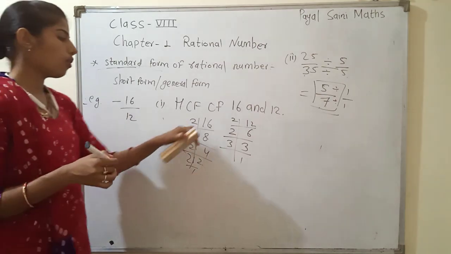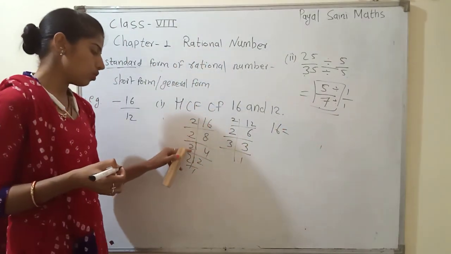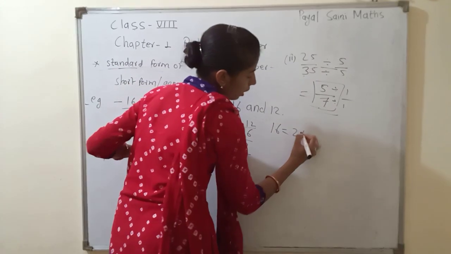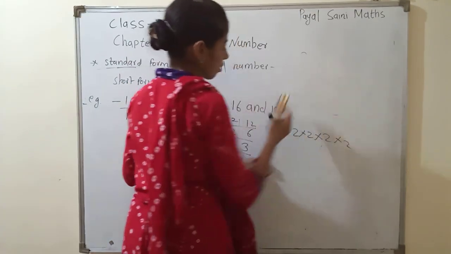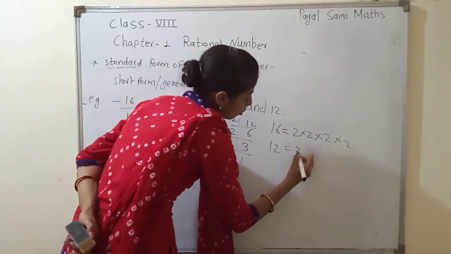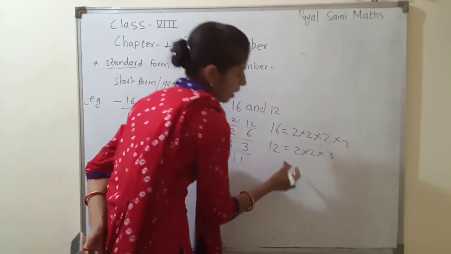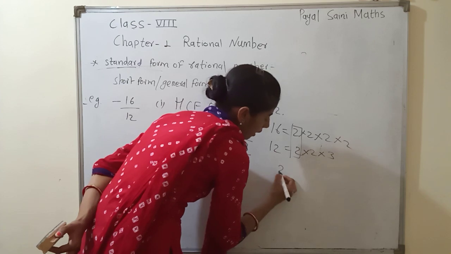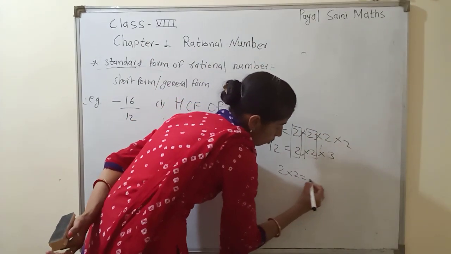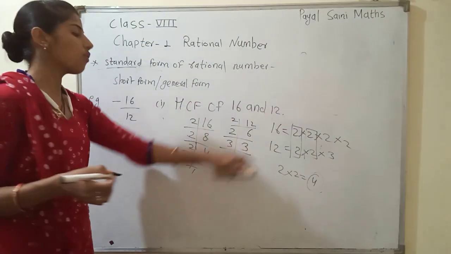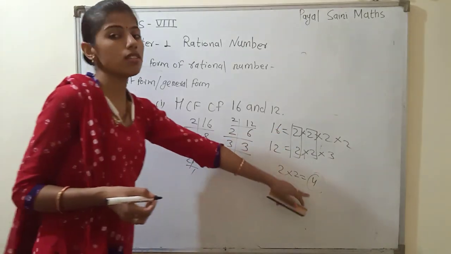Now the HCF of 16 and 12. 16 is 2 multiplied four times, and 12 is 2 into 2 into 3. Now which number is common? 2 and 2 are common, so 2 into 2 is 4. Then we can say the HCF of 16 and 12 is 4.